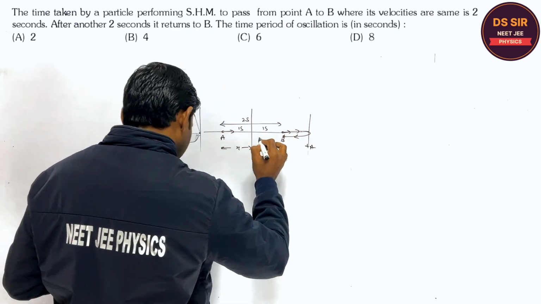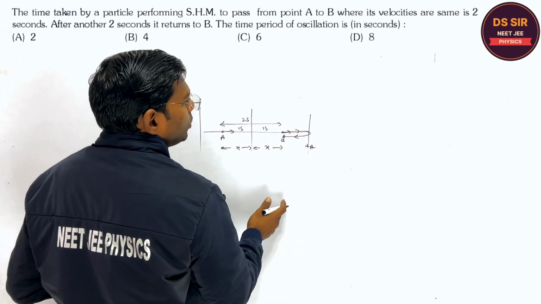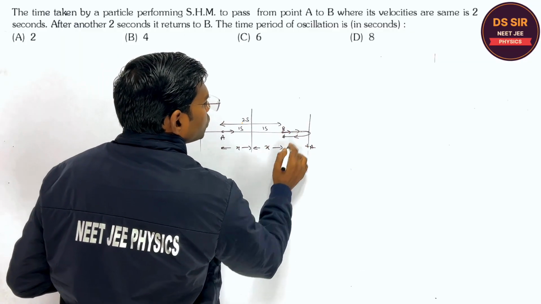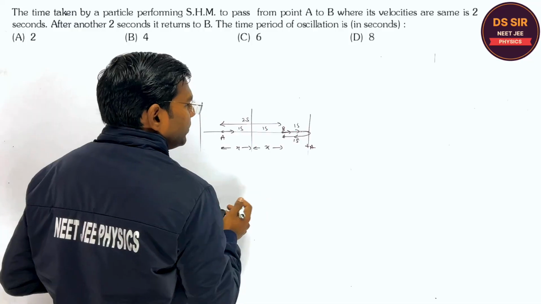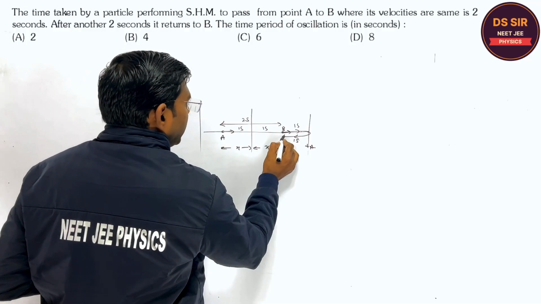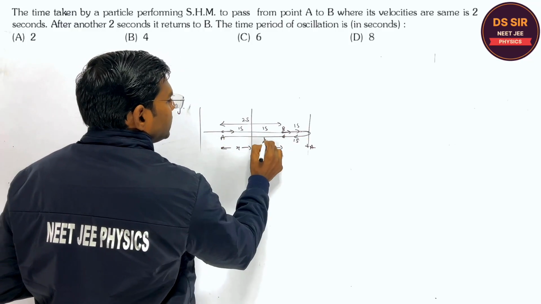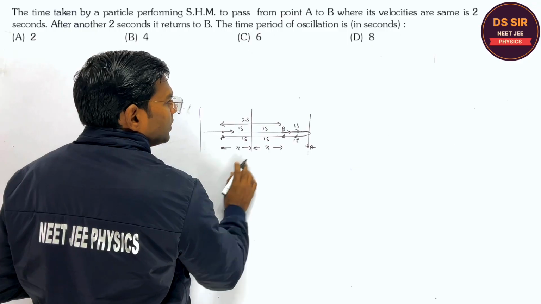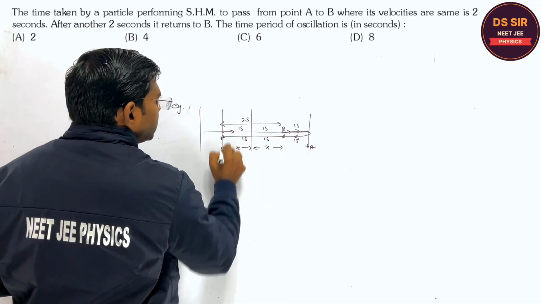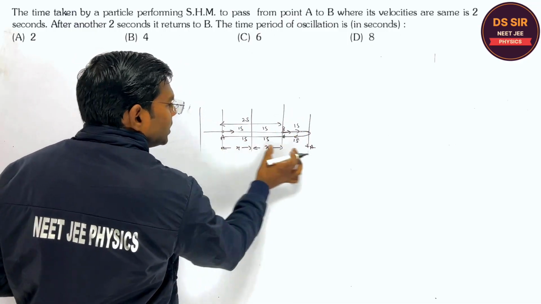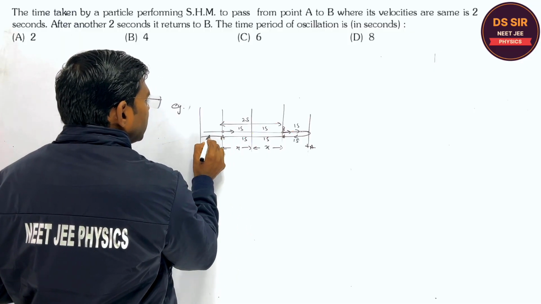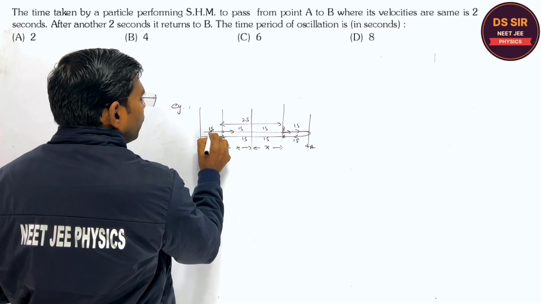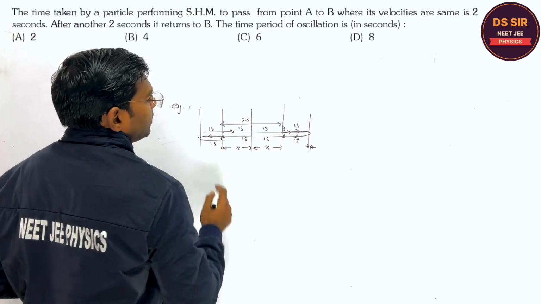Also it takes a further 2 seconds to return to B. This is the position B. So it means 1 second more and 1 more second, because it is symmetric, right? Then it will move in this way. This is again 1 second, 1 second. And because this is symmetric, this distance and this distance must be the same. So to move the particle from here to here, 1 second, and here 1 second.